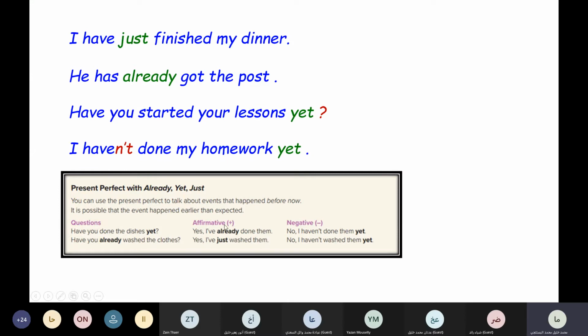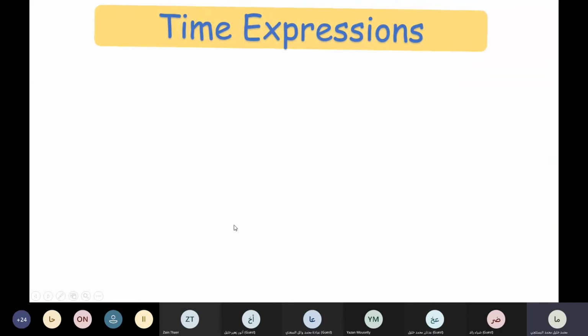Already is used with affirmative sentences. Also, it comes with questions. It comes between the auxiliary verb and the verb 3. Just is used with what? With affirmative sentences. Let's explain.